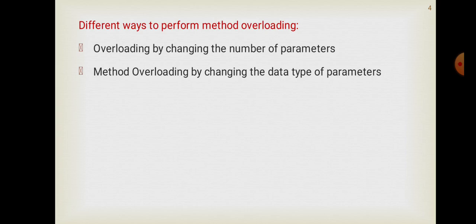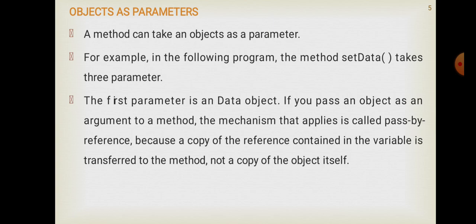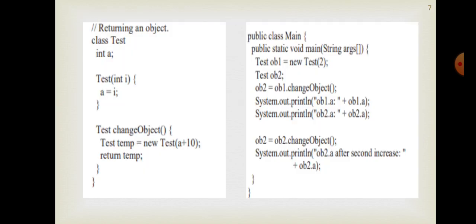Next, we can also use an object as a parameter. The method can take an object as a parameter. For example, we can see this in the example with a function called setData. Here we have created a class called test. Test of is the constructor. We know that the constructor should have the same name as the class. A constructor is called when we are creating an object for the class. So when we create an object for test, this constructor will be called.